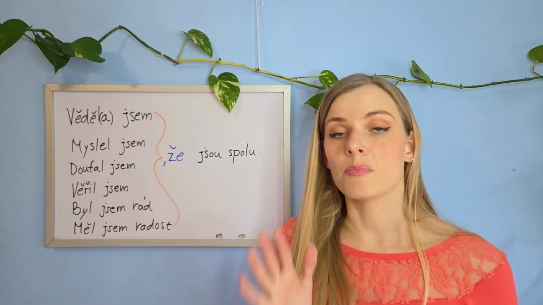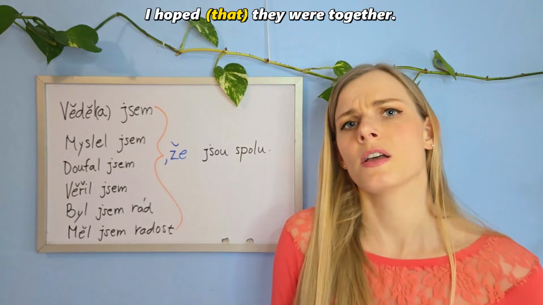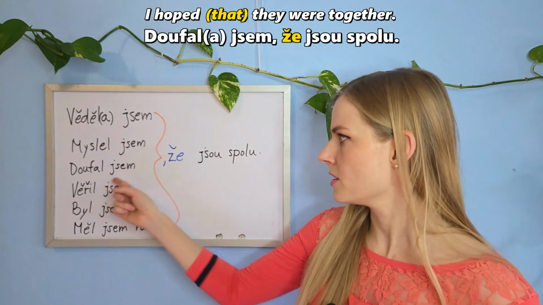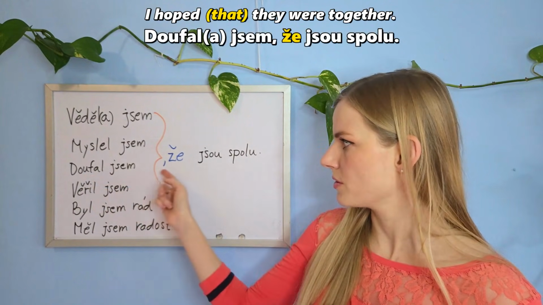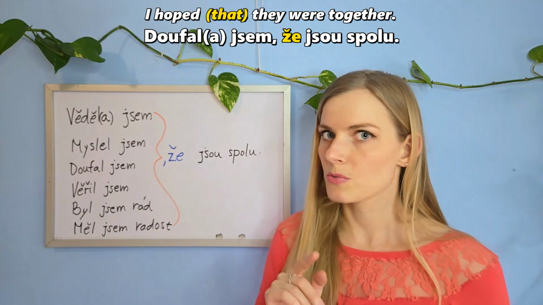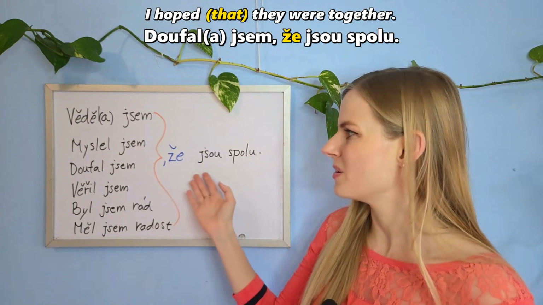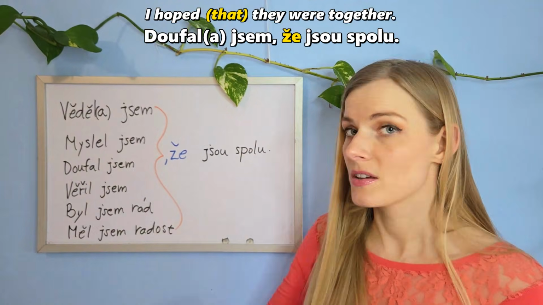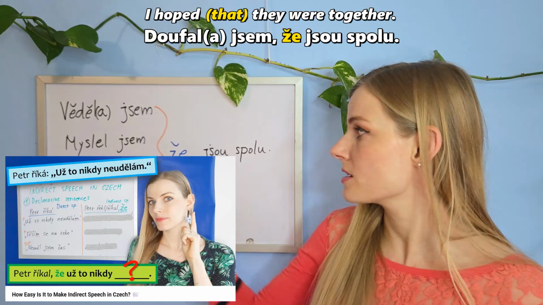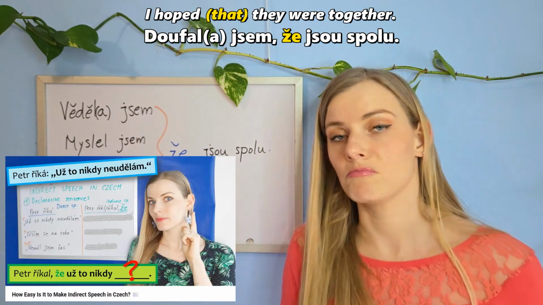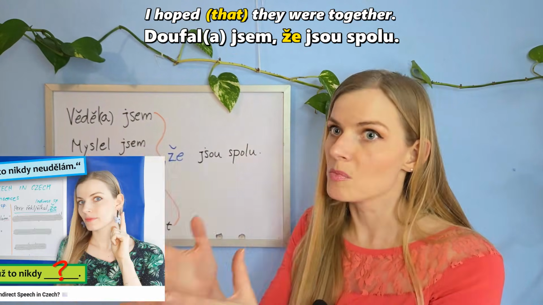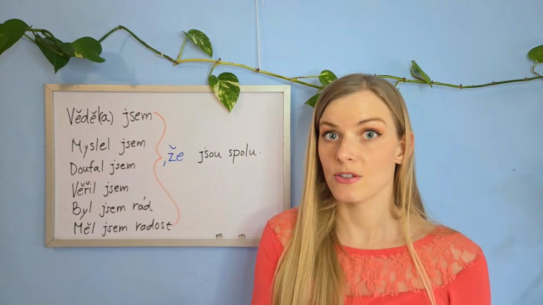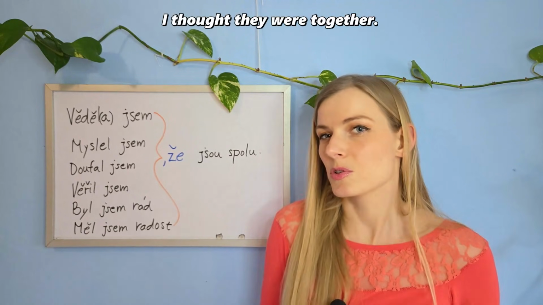So, for example, how do you say, I hoped they were together? It would be, doufal jsem, že jsou spolu. Now, if you're wondering, why is it not, že byli spolu? We don't do this in Czech the same way we do in English. We can have past tense in one part of the sentence and present or future in the other. It doesn't matter. I hope that at that moment, this moment they are together. So we mix the tenses. Let's try another one. I thought they were together.